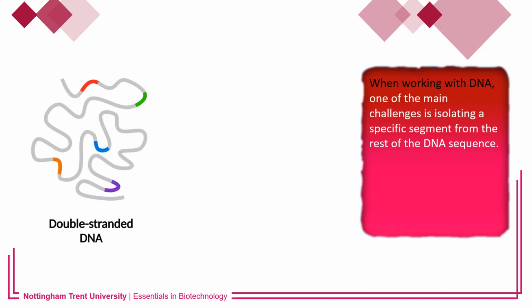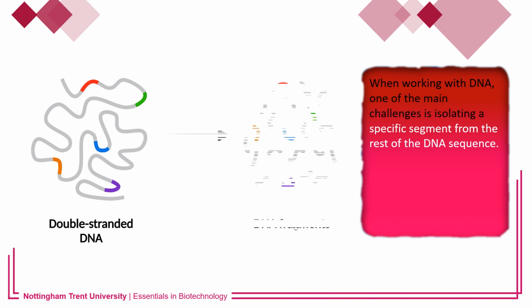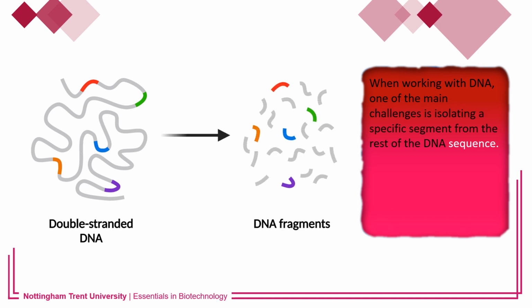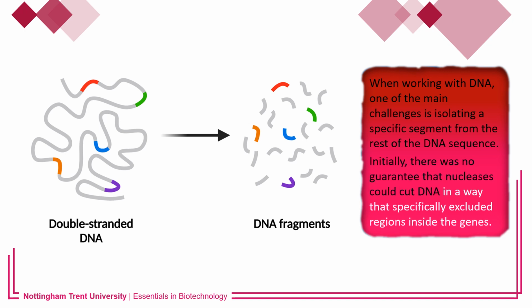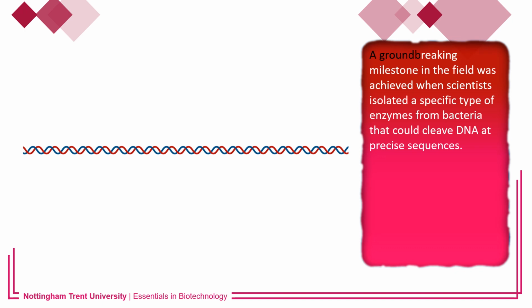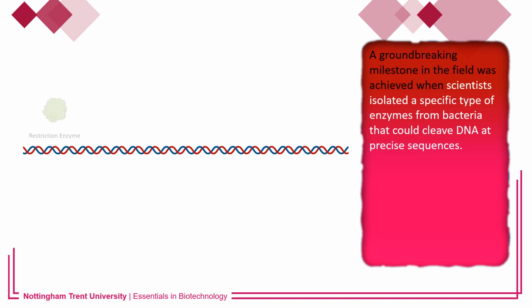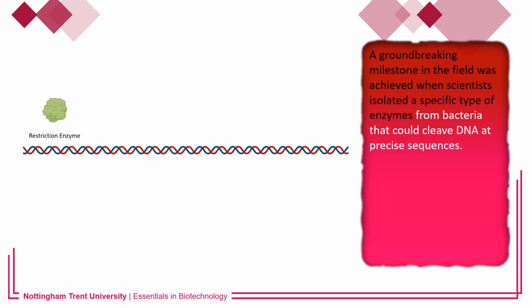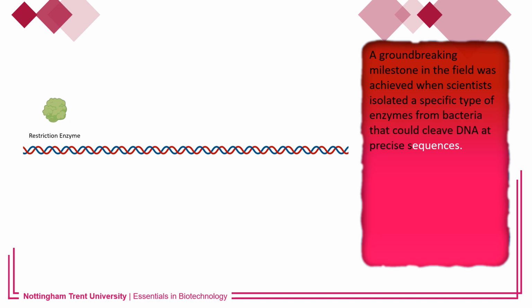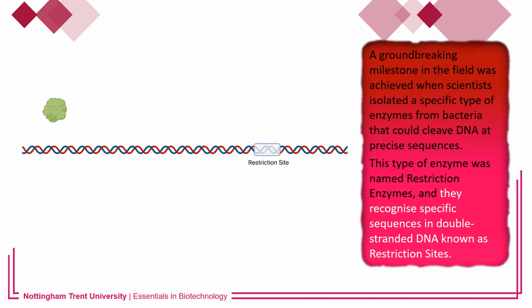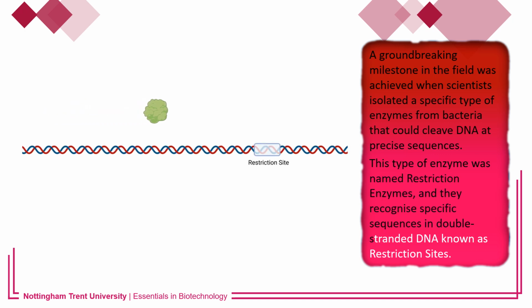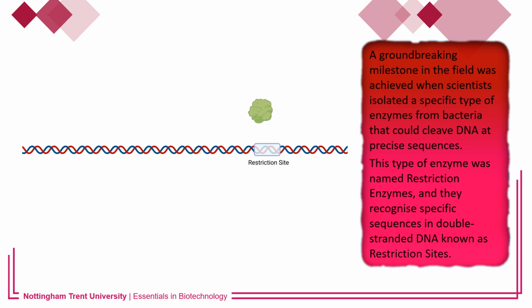When working with DNA, one of the main challenges is isolating a specific segment from the rest of the DNA sequence. Initially, there was no guarantee that nucleases could cut DNA in a way that specifically excluded regions inside the genes. A groundbreaking milestone in the field was achieved when scientists isolated a specific type of enzymes from bacteria that could cleave DNA at precise sequences. This type of enzyme was named restriction enzymes, and they recognize specific sequences in double-stranded DNA known as restriction sites.